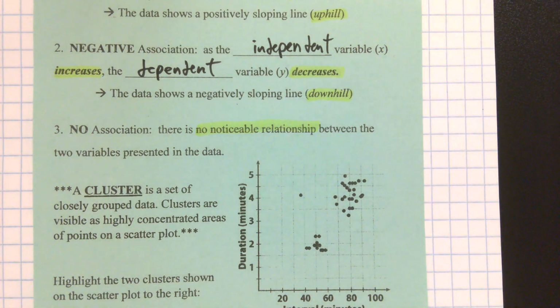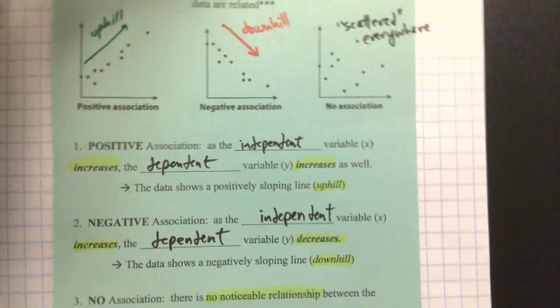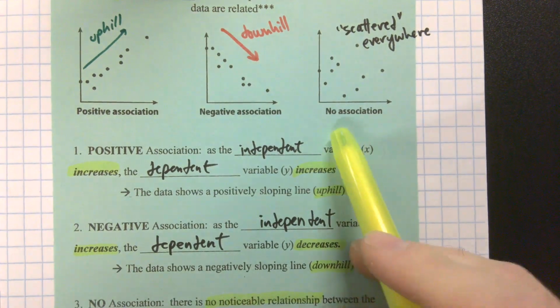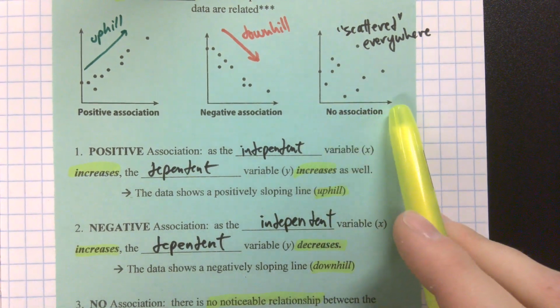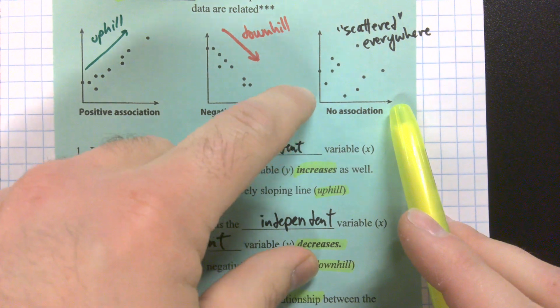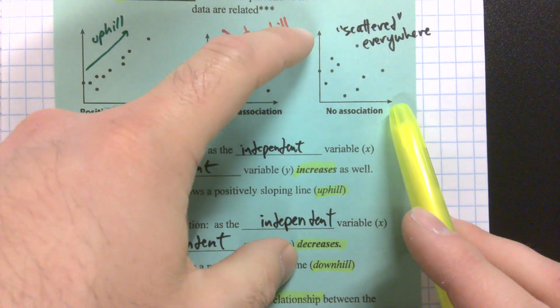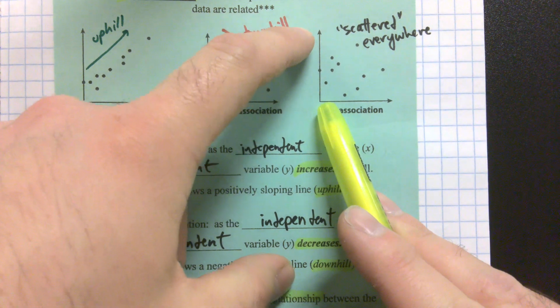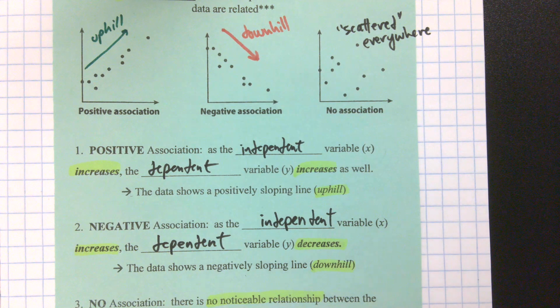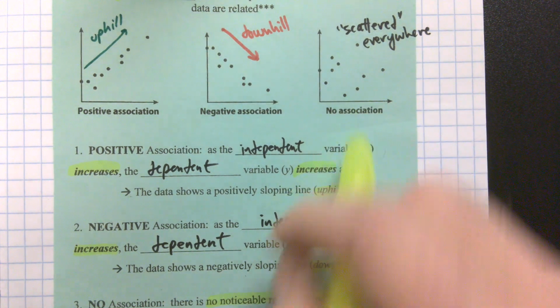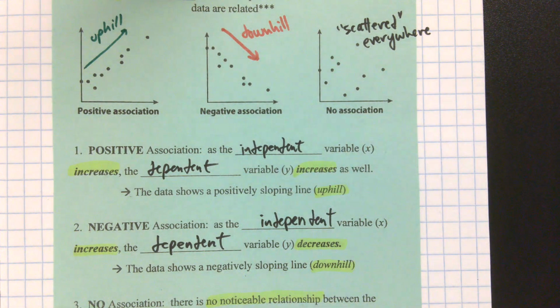A scatter plot example that would have no association is something like, let's say my independent variable is your height, right? And your dependent variable is the number of pets that you have. Let's think logically. Would there be any relationship between your height and how many pets you have? No, right? How tall or short you are has absolutely nothing to do with how many pets you have. So that would be no association. Can anyone think of an example of a relationship that would have no association?